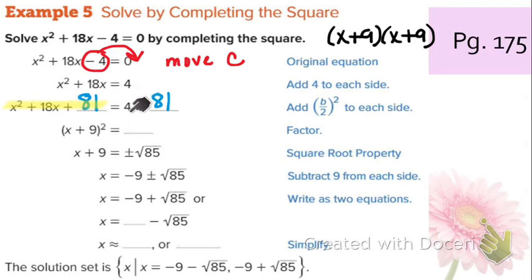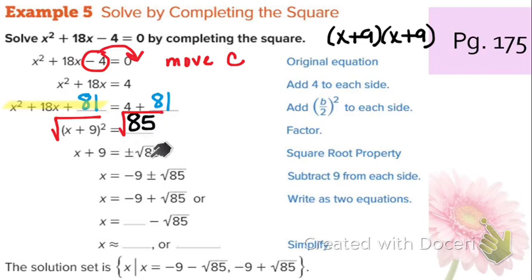And that equals 4 plus 81. What is 4 plus 81? 85. Good. Put your 85 right here. So now you're going to take the square root of both sides. 85 is not a perfect square and it cannot be simplified. There isn't a number in this box that will go into 85, so we're just going to leave that as the square root of 85.